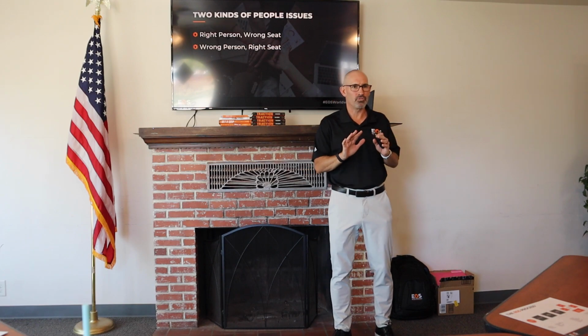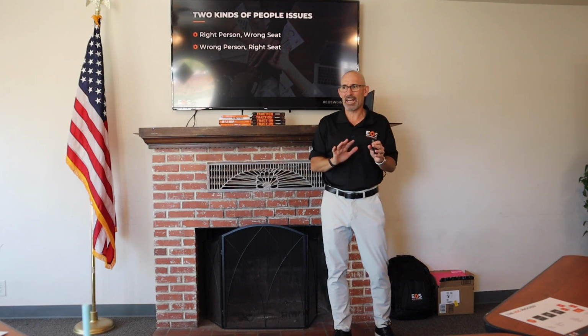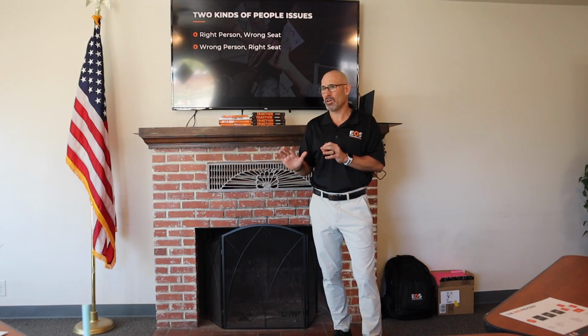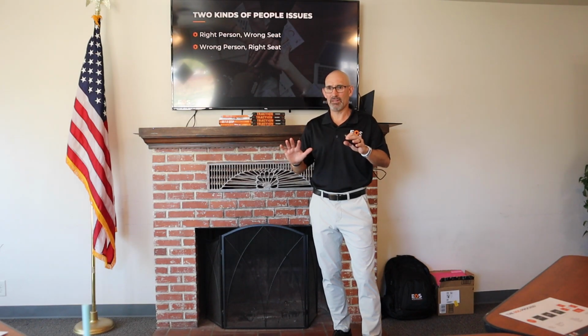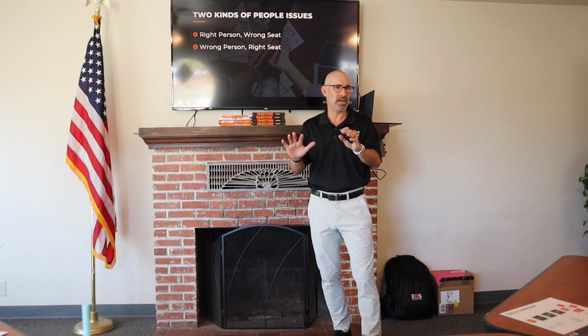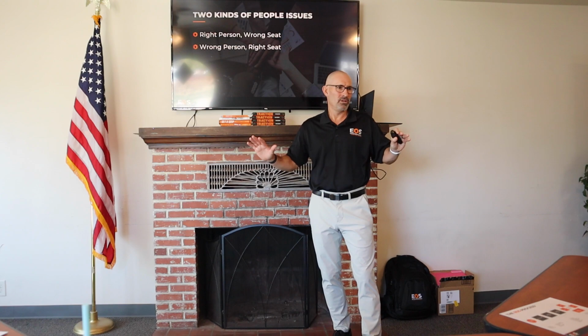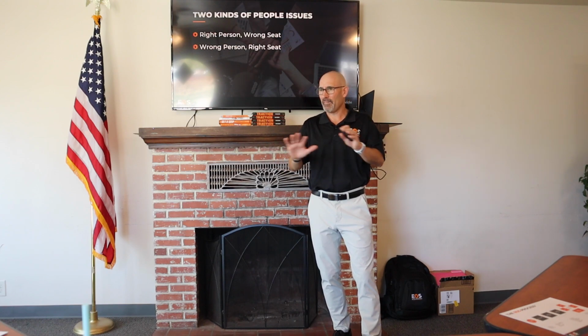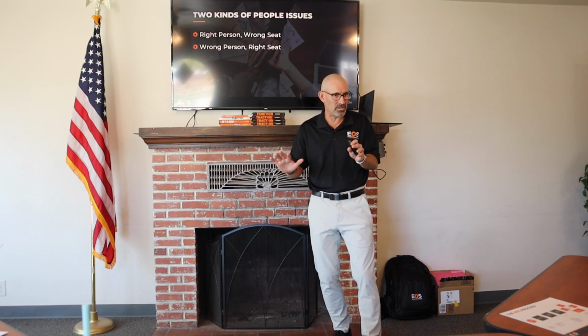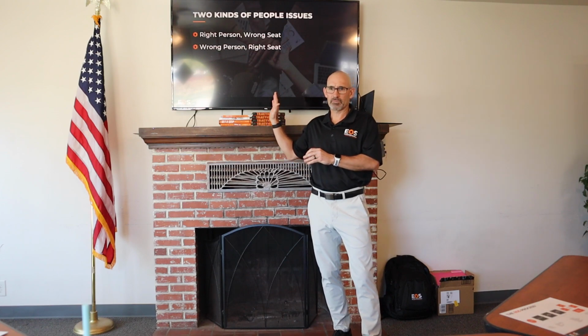Now the dangerous one is the second one. This is wrong person, right seat. This is the person that actually can do the work really, really well. They totally get it. They want it. They woke up, they've always wanted to be an accountant. They're an accountant. Give me the numbers. I'm going to sit here and be an accountant. But they have zero alignment with core values, or they're on that people analyzer with way too many minuses. This is the dangerous part.